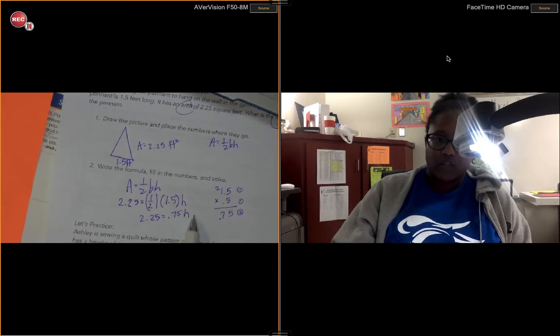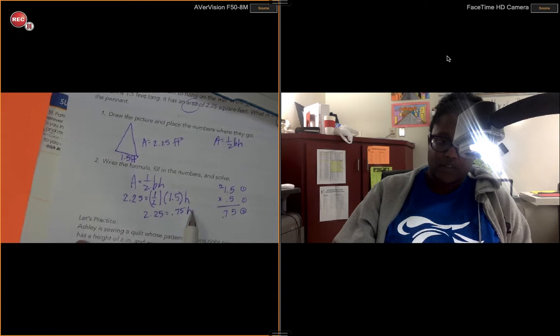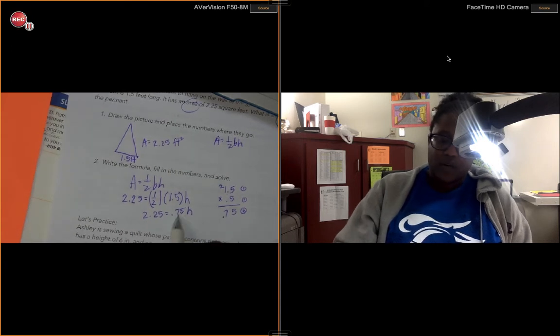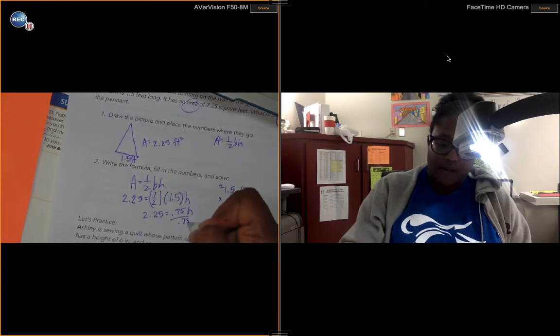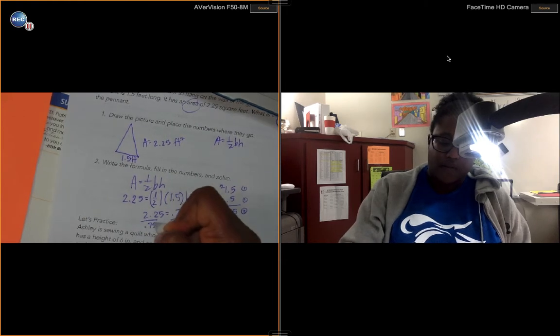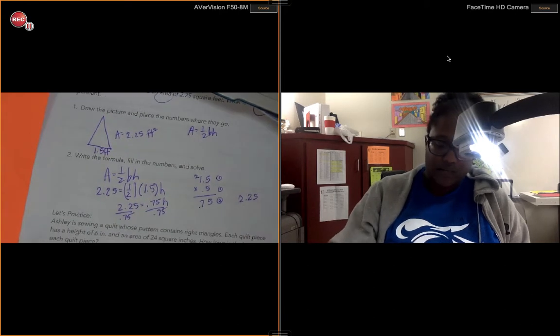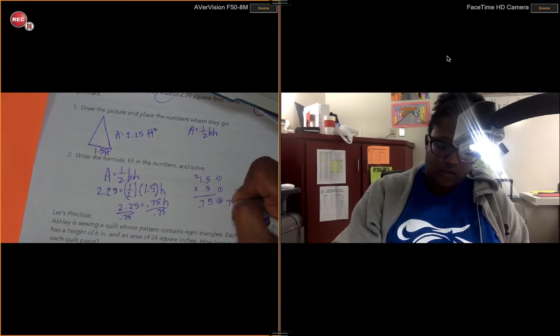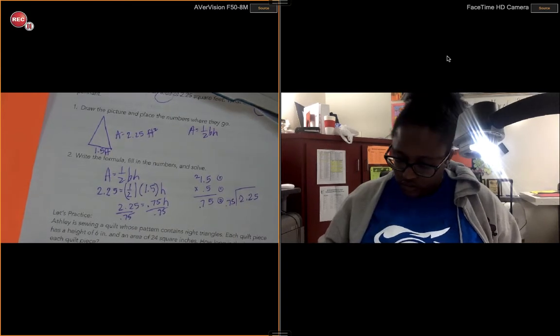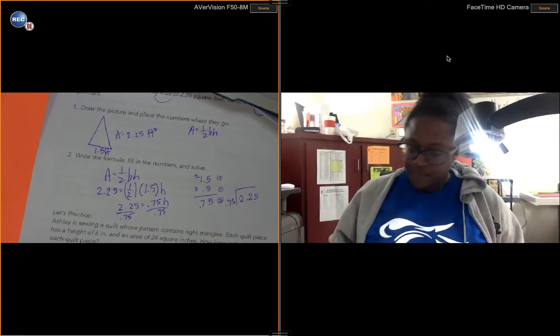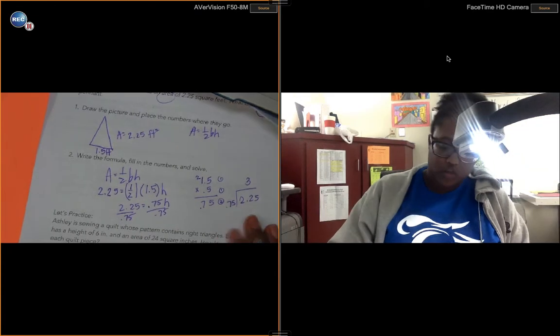Now remember, if there is a number next to a variable, the operation is multiplication. So in order to solve for this, we want to get h by itself. I would divide by whatever number is by the letter, so I would divide by 0.75, and also divide 0.75 over here. Just to save time, because I don't want the video to be too long, I'm going to use the calculator. 2.25 divided by 0.75, and I actually get 3. So my height would be 3.